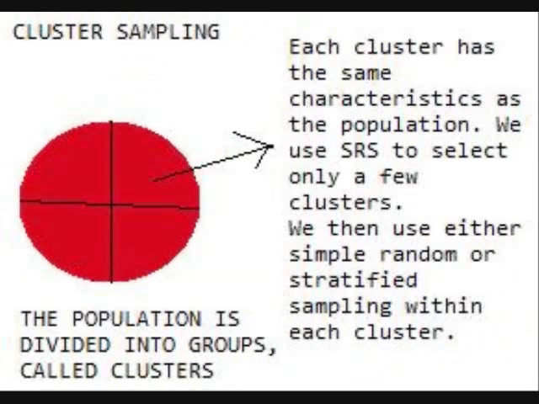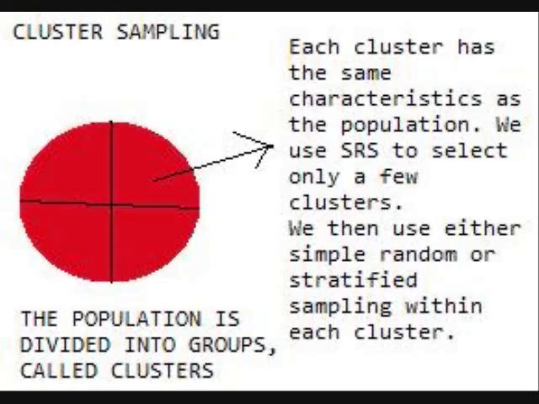The population is divided into groups called clusters, and each cluster has the same characteristics as the population. We use simple random sampling again to select only a few clusters. We then use either simple random or stratified sampling within each cluster. So what does that mean, and what's the difference between cluster and stratified random sampling? Well, we mentioned in stratified they have to be mutually exclusive, and here we can only pick a small amount of the population, and we use them as cluster.